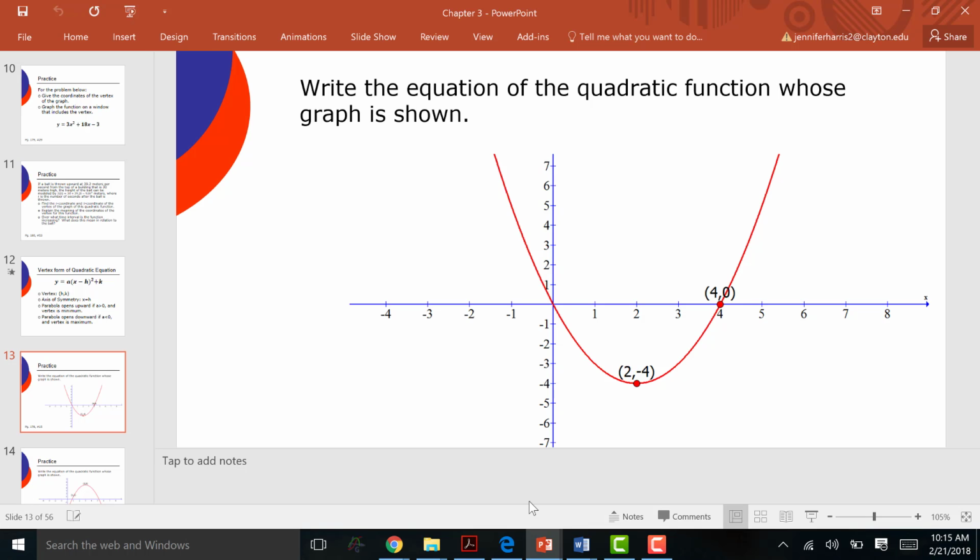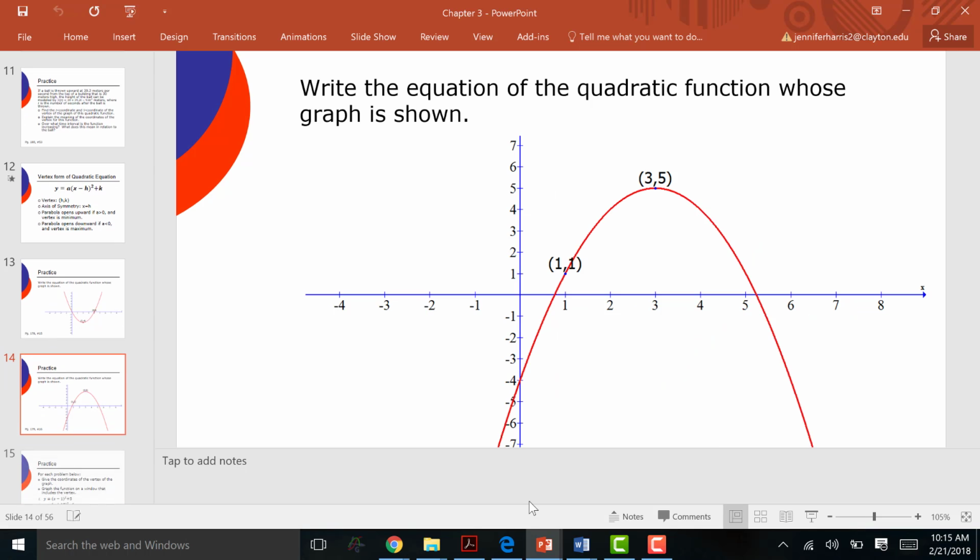So we'll do one so you can see what changes. All right, there's your equation for that quadratic function. There's the equation in vertex form. So you see that the vertex is 2, -4. All right, well, let's look at the next one.